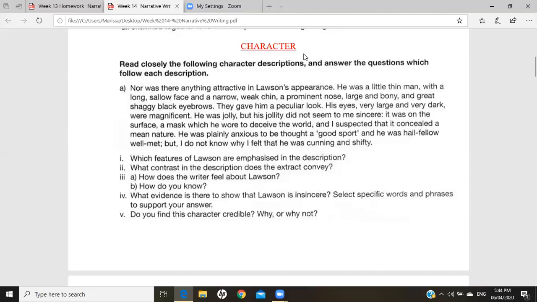So Alex appears to not be with us at the moment. So let me go on to the next person on my list, which is Hema. What features of Lawson do you see being emphasized in the description?